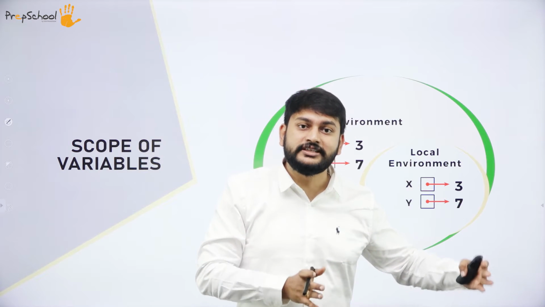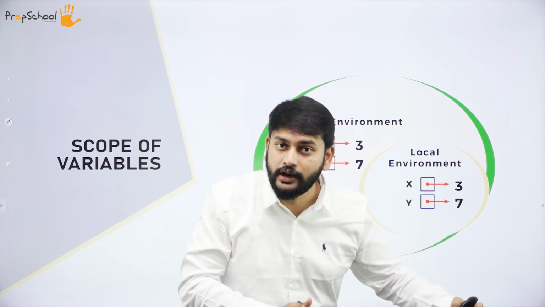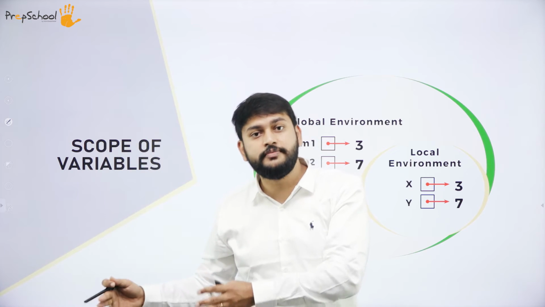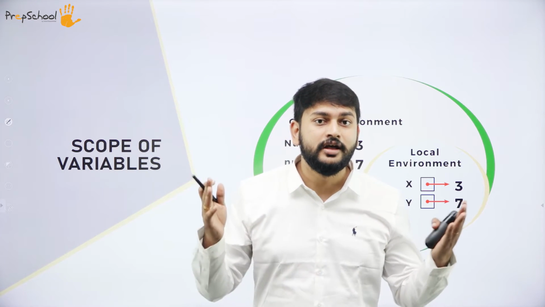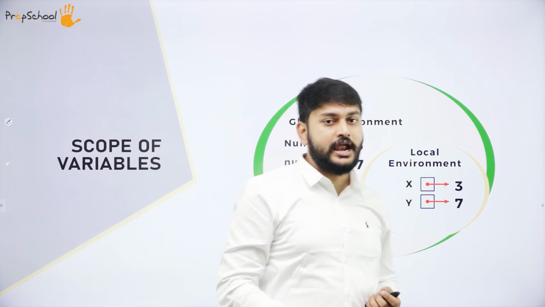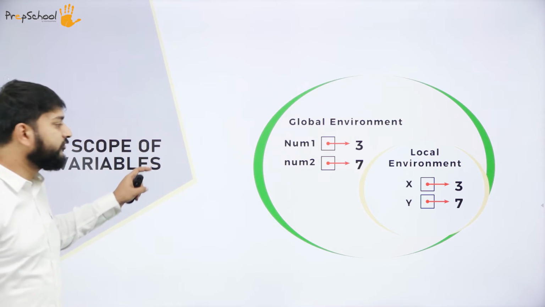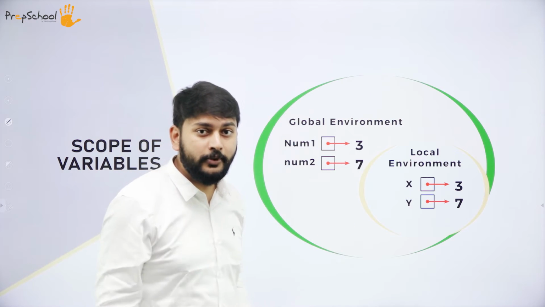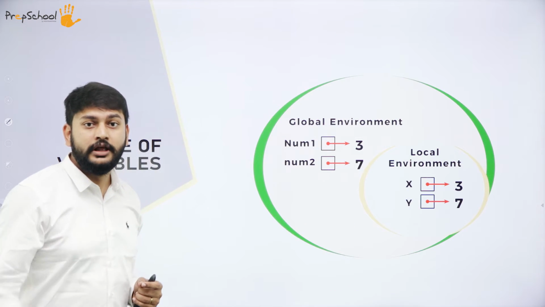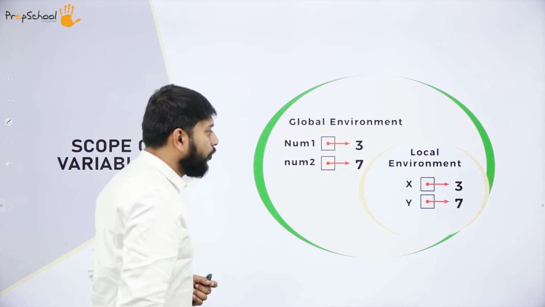So whatever I have inside my room, I will call it local. Whatever I have outside my house, I will call it global. So please understand the concept of scope of variables. We have two types of variables: one is the global variable, another one is the local variable. Let us understand this example very clearly.